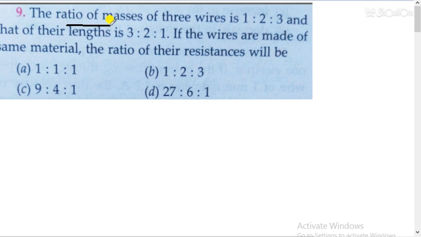The ratio of masses of 3 wires is 1:2:3. Mass is different here, and the length ratio is 3:2:1. Students, length is given and mass is given. If the wires are made of the same material, then the ratio of resistances will be? So here area is not given. How can we find the answer to the question? Let me see.